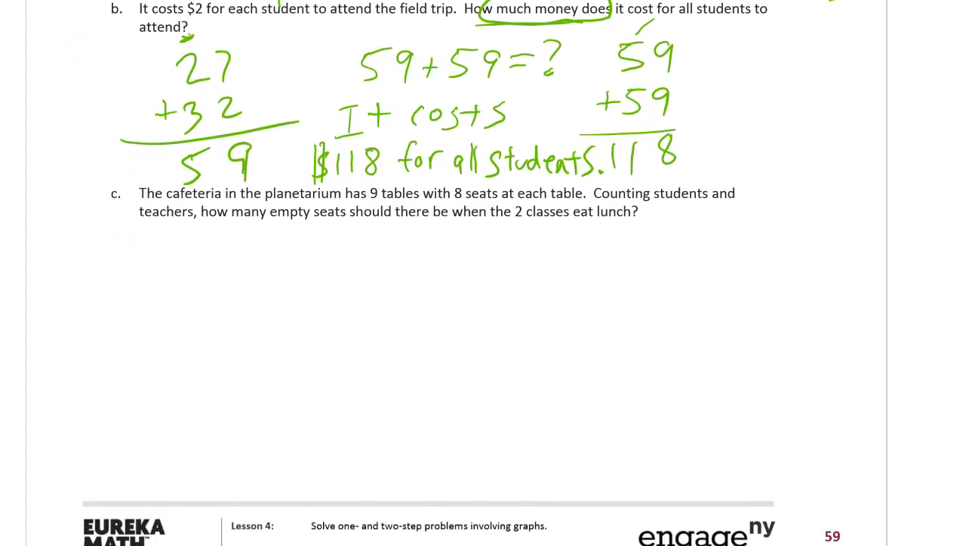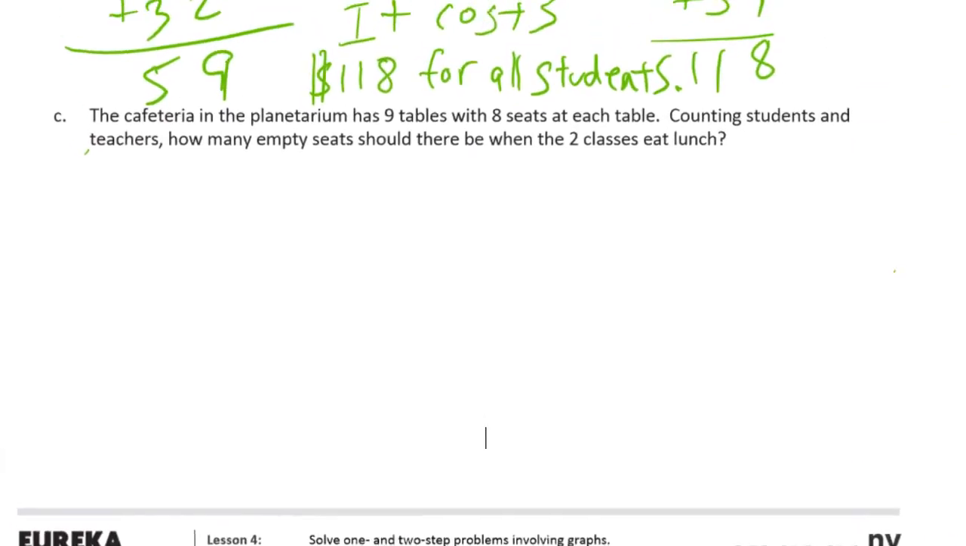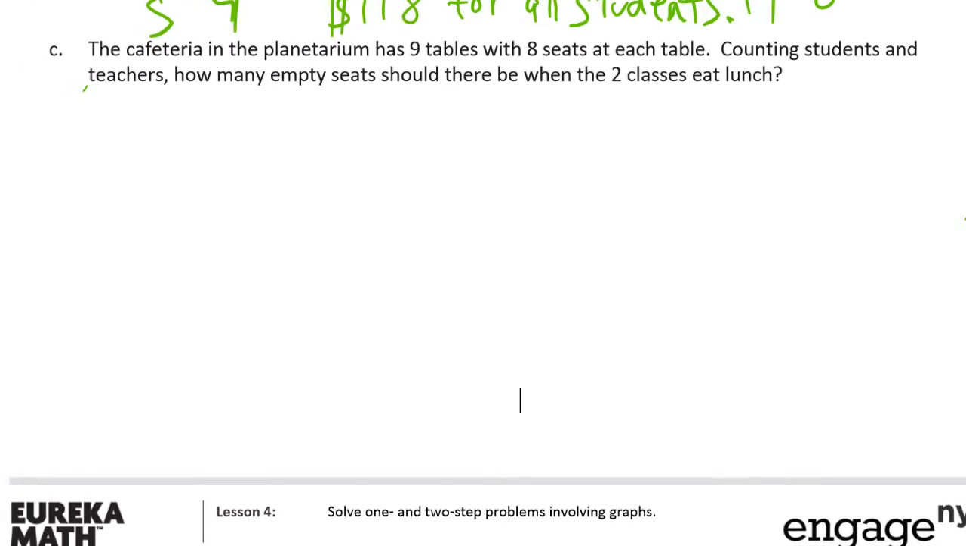The cafeteria in the planetarium has 9 tables with 8 seats at each table. Counting students and teachers, how many empty seats should there be when the two classes eat lunch? All right. Now there are 59 students. Be careful. There's not 118 students. That's how much money it costs for the field trip. There's 59 students, plus the two teachers. So there's going to be 61.